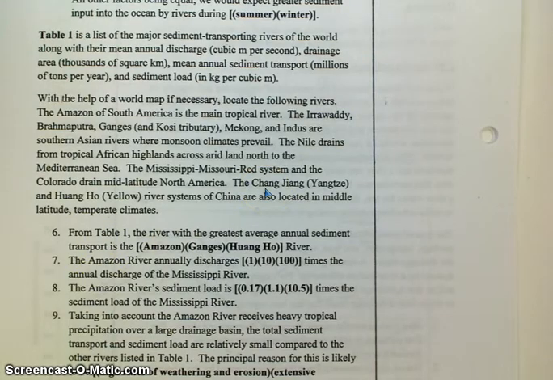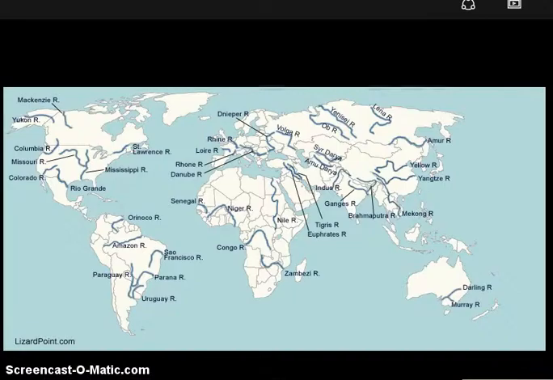And then the Changjiang, otherwise known as the Yangtze River, and the Huanghe, otherwise known as the Yellow River, systems of China are also located in middle-latitude temperate climates. Okay, let me show you where those are. Here's the Yangtze, and here is the Yellow. Remember, that's the Huanghe, and this is the Changjiang. Okay.